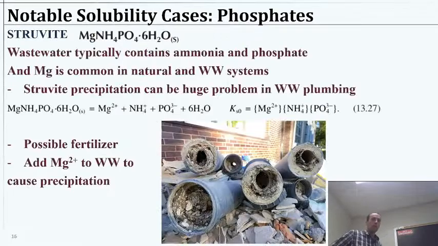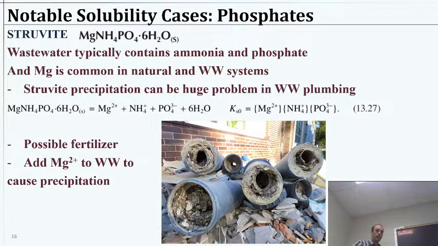Okay, another notable thing we deal with a lot with wastewater, in fact, is struvite. If we take a look at the mineral composition here, we've got magnesium, ammonia, phosphate, and water. The fact that we have ammonia and phosphate, which are both pretty common in wastewater processes, a lot of these biological degradation products. Magnesium is not uncommon either, so that's around pretty often.